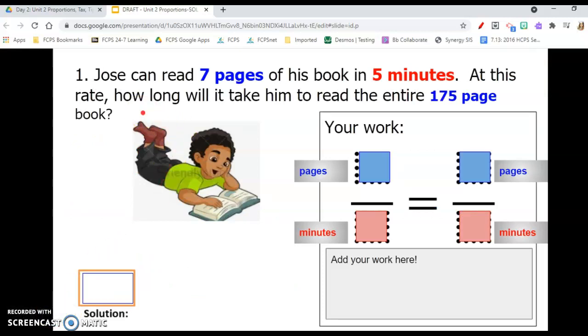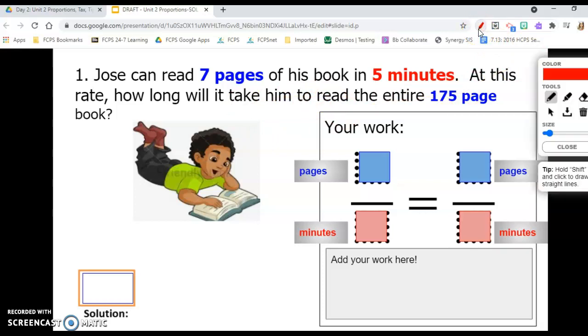Let's look at problem number 1. Jose can read 7 pages of his book in 5 minutes. At this rate, how long will it take him to read the entire 175-page book? So what we're going to do is set up our ratio. If you notice right over here, we have pages to minutes. As we read the word problem, Jose can read 7 pages of his book in 5 minutes. So I'm going to write 7 on the top and 5 minutes on the bottom.